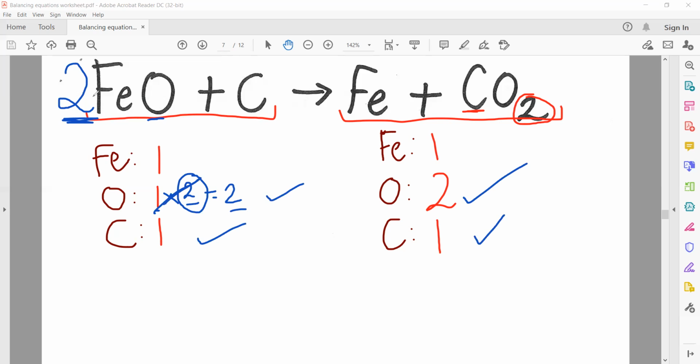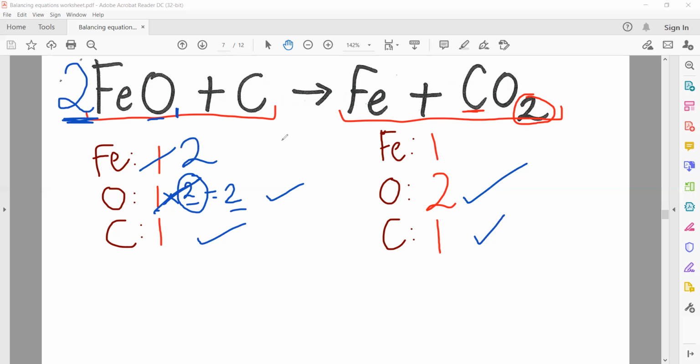Okay, so far the 1 looks good, but the issue is when we put the big 2 in front of iron oxide, not only did there become 2 iron atoms, now we've also got 2 oxygen atoms, because remember there's an imaginary one there. Whatever coefficient you put in front, it always multiplies with every element or every atom in that compound. So we've got 2 oxygen now, but we've also got 2 iron.